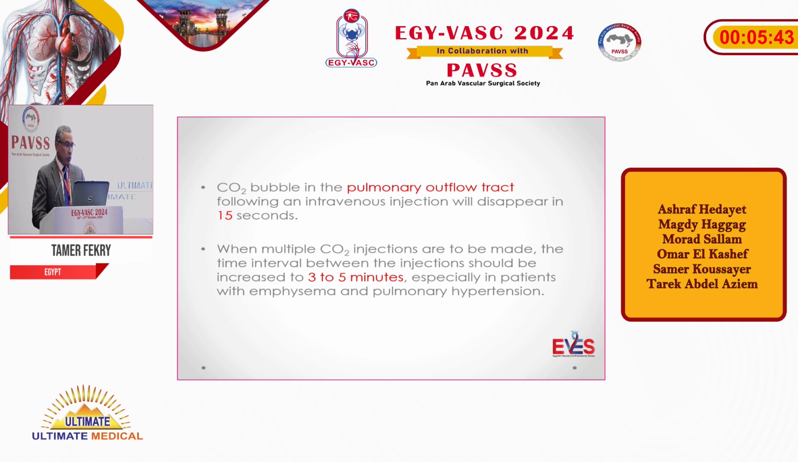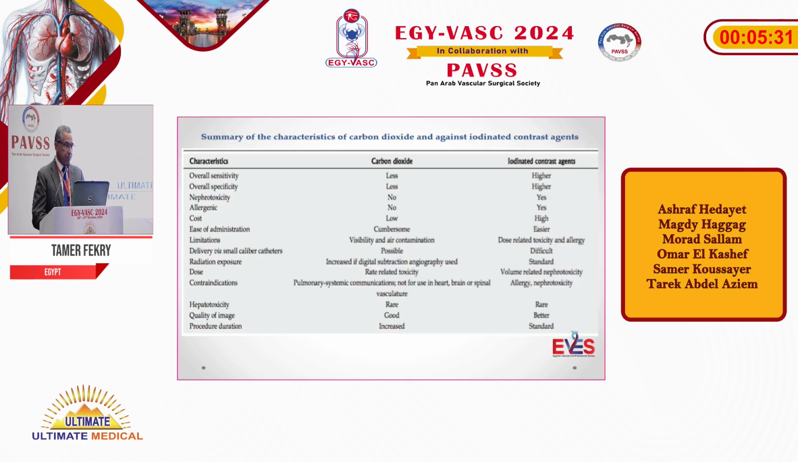If multiple CO2 injections are to be made, the time interval between injections should be increased to 3 to 5 minutes, especially in cases of emphysema and pulmonary hypertension. And here is a comparison between CO2 and iodinated contrast agents. And of course, you can see the differences regarding nephrotoxicity, allergic reaction, and of course the cost.